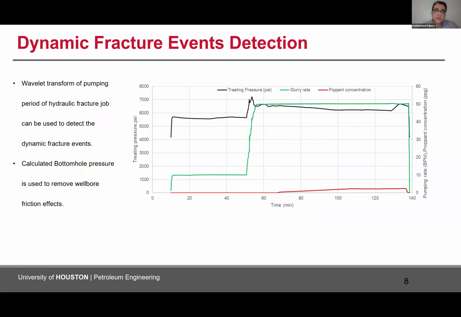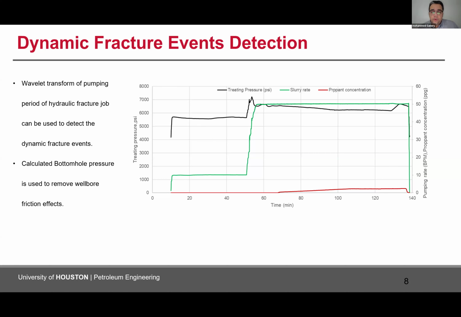So what can this technology introduce in dynamic fracture event detection to monitor our hydraulic fracturing job? We get the hydraulic fracturing data, the treating pressure, the output signal that we measure in all hydraulic fracturing jobs. It's better to be done for the calculated bottom hole pressure to remove the friction effects at perforation. So we advise applying this technique to the calculated bottom hole pressure.